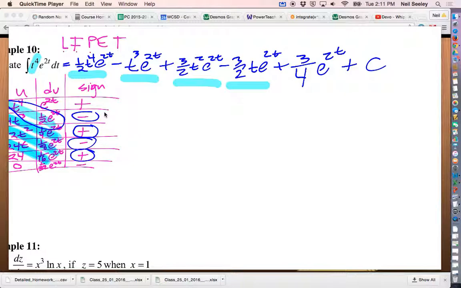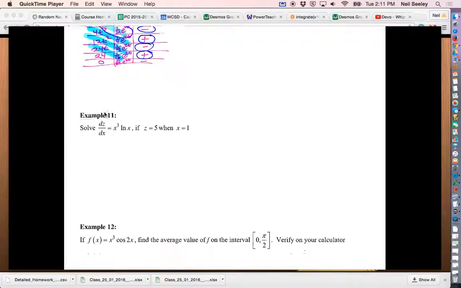That method, not so bad. And it also does the ones we did earlier as well. Okay, so going down, another example. Bring me back if you need it.